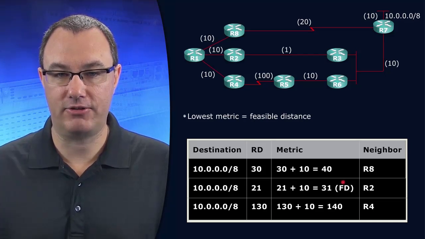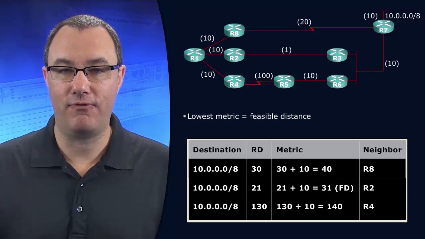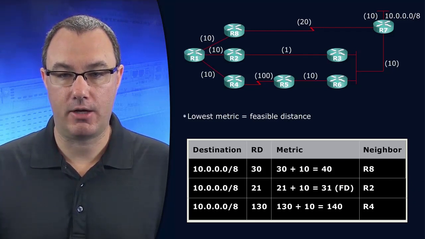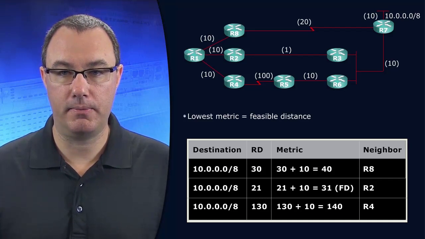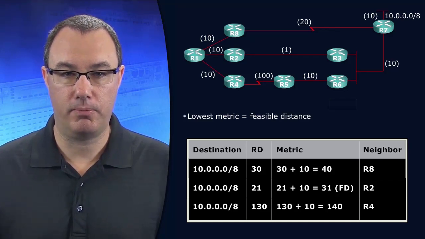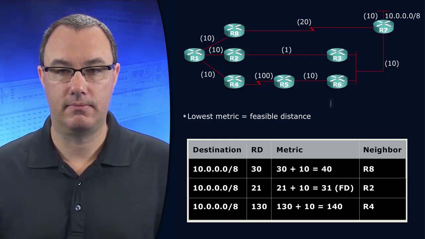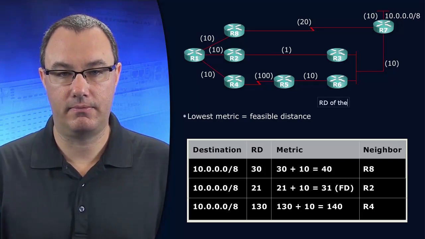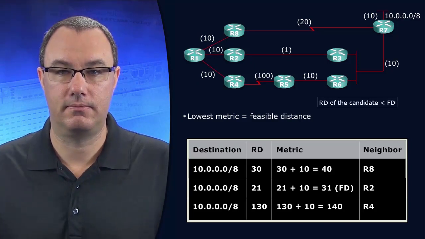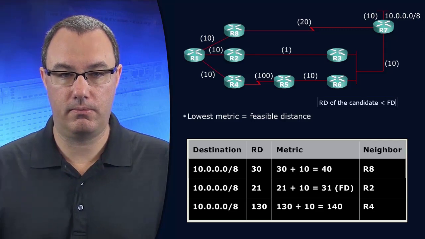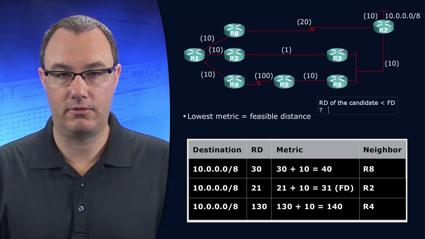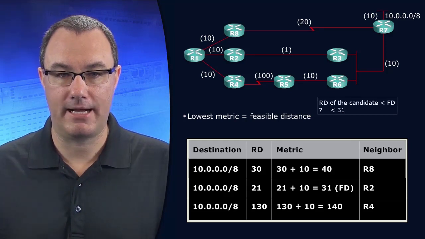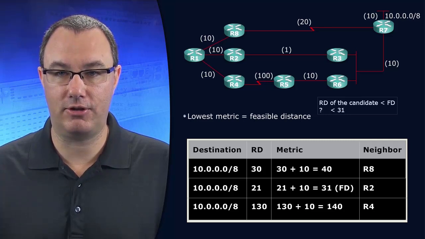Okay. Now with that said, do we have any feasible successors here? How can we test that? Now I'm going to remind you what the condition was. The reported distance of the candidate must be less than the feasible distance. So what we then need to do is figure out something that's less than 31. It has to be less than 31. But what has to be less than 31?